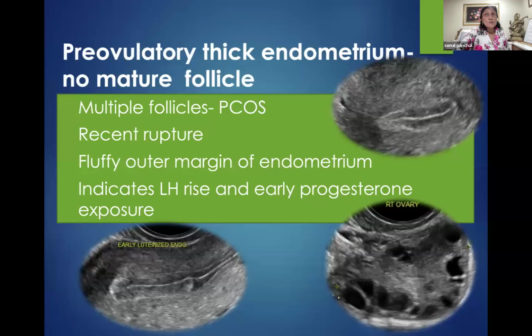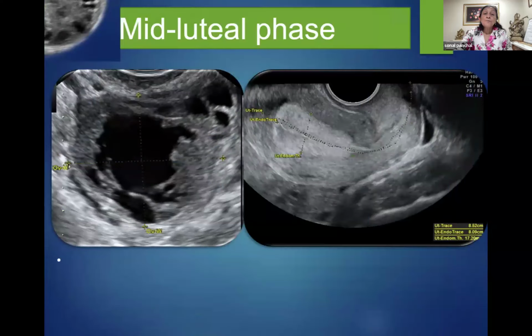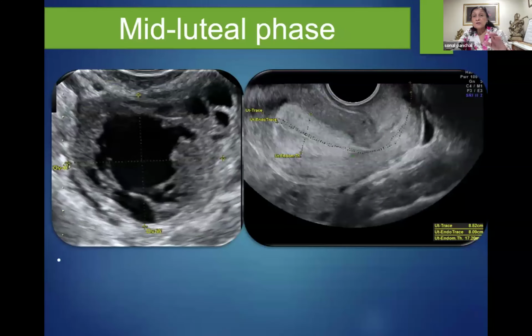Remember that the endometrium is only a receptor organ to estrogen and progesterone, so you should never find a thicker endometrium in the absence of any follicle. If you find that, it's either a PCO or you have missed a recent rupture, and in those cases you must check the signs of early rupture. I've already told you what the signs of LH surge are, what the signs of early progesterone are, and how to interpret them in the presence of a mature follicle, an immature follicle, or an already ruptured follicle.